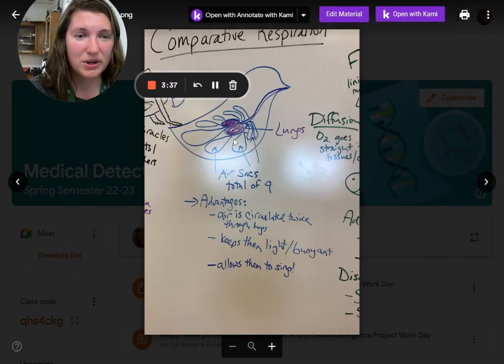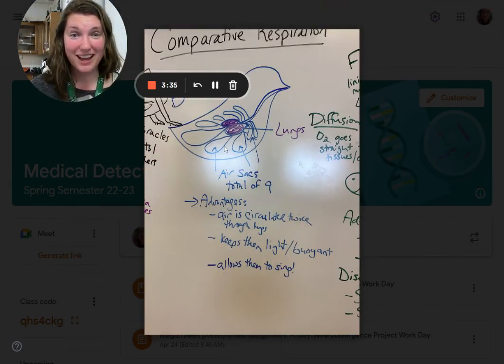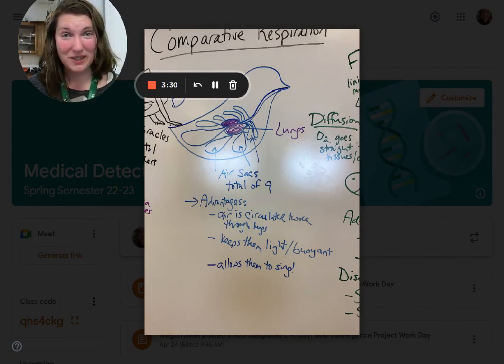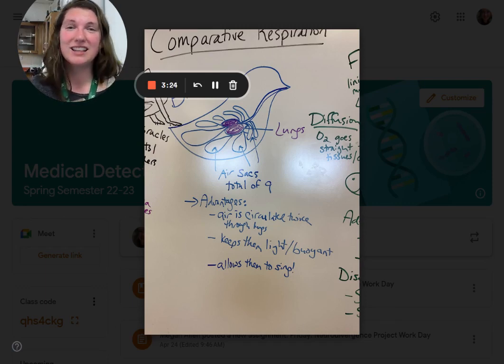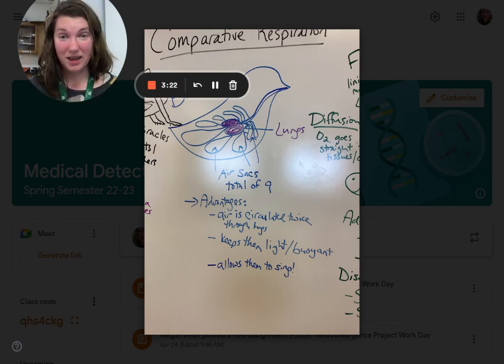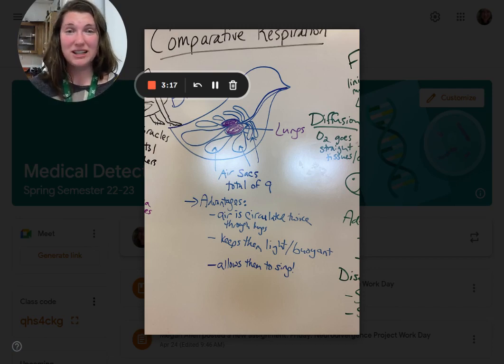We have birds that have air sacs, a total of 9 air sacs. As they're breathing in, they're actually filling up their air sacs with air, and then it comes back through their lungs. So in through the trachea, lungs, air sacs, and then back through the lungs. That keeps them light and buoyant. There's a lot of space, a lot of air within themselves. And it also allows them to do the really neat thing, which is singing that birds can do.